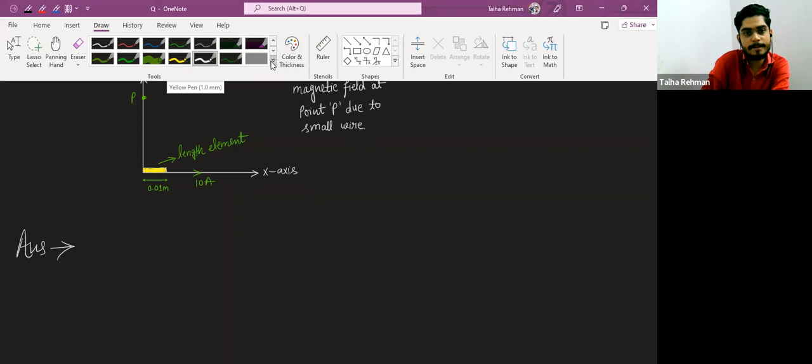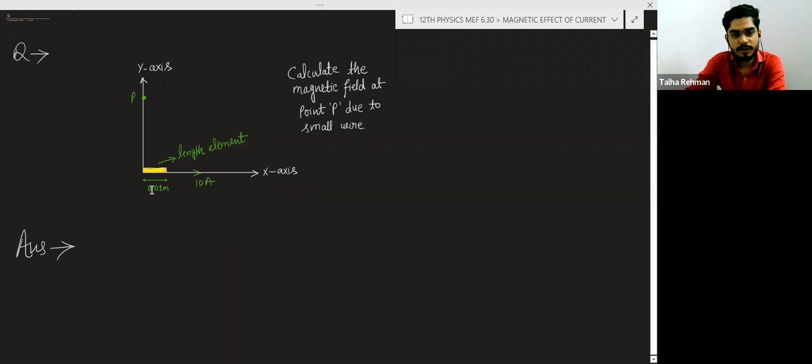So now see this question. They are saying calculate the magnetic field at the point P due to the small wire. This is the small element given. This is the small current element; this is the x-axis given, this is the y-axis given, and this is the point P where we have to calculate the magnetic field due to this small length. And now please remember that we are solving the numerical, we are not discussing the theory. Okay.